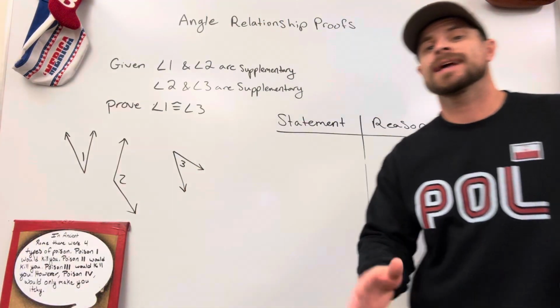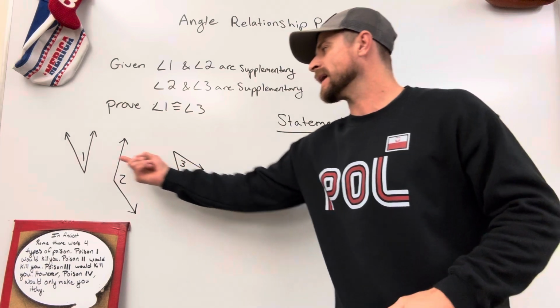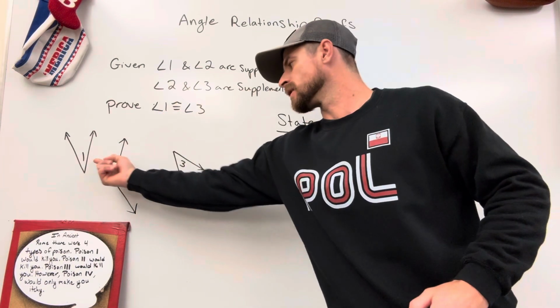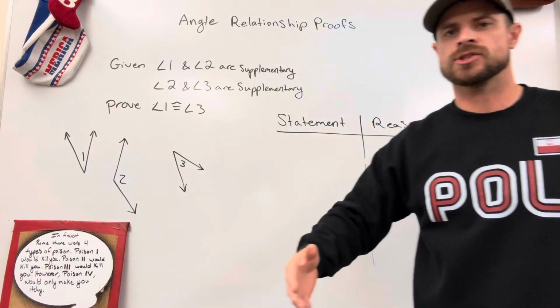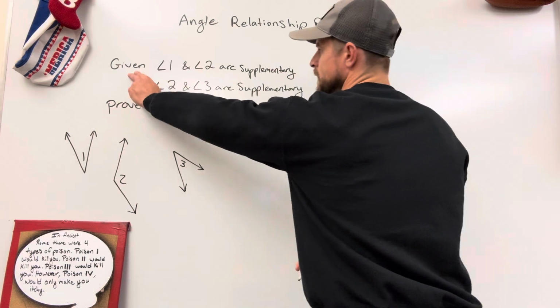All right, in this proof, you're going to have a few more statements and a few more reasons to explain why angle 1 is congruent to angle 3. They look like they could be the same, but we can't just confirm that unless we have some information, right? So that's where our givens come into play.